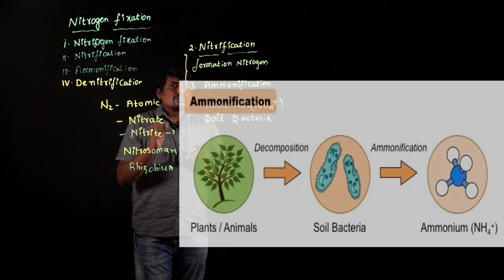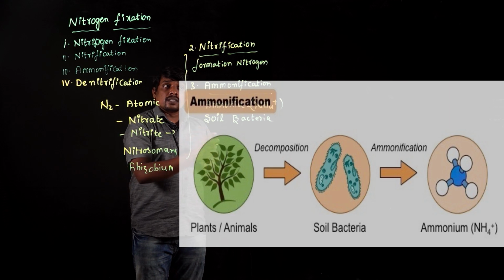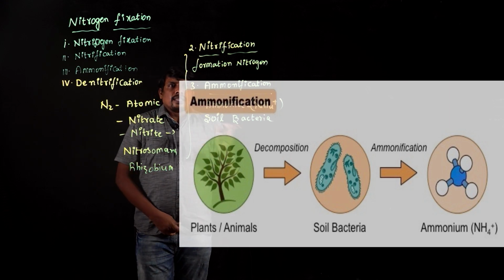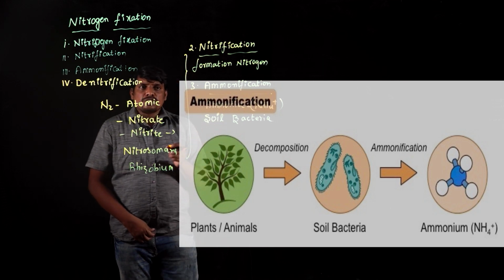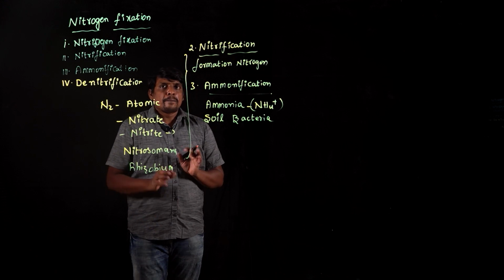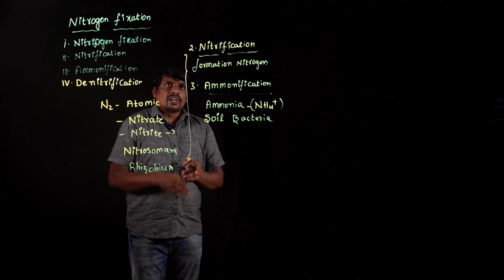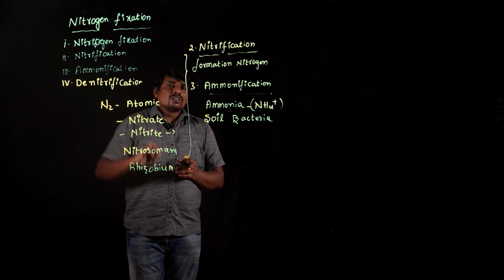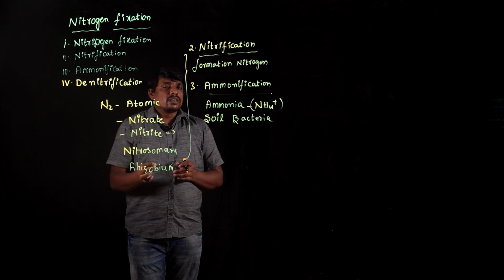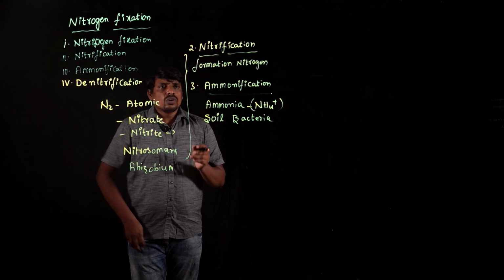Here, ammonification is a natural process that occurs by the soil bacteria that are present in the soil. So basically, this ammonification occurs by the soil bacteria which are there in the soil, whereas nitrification and nitrogen fixation occur by the other kind of bacteria which are living in the atmosphere.